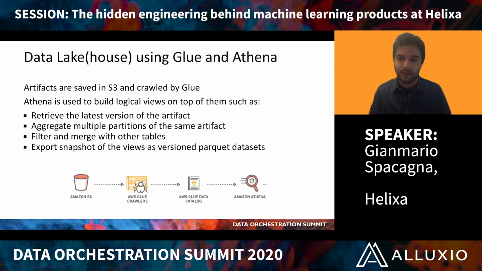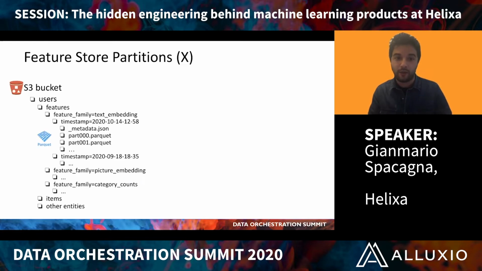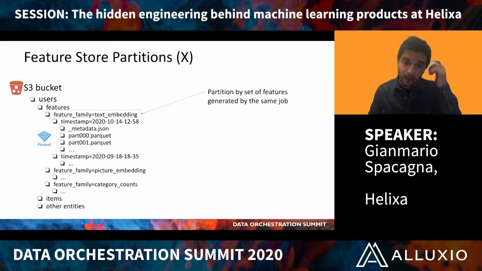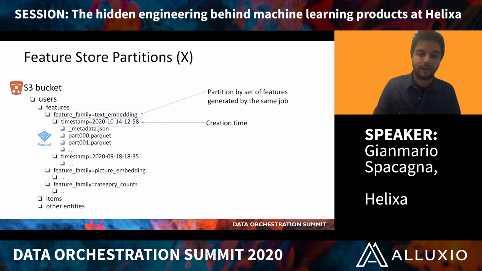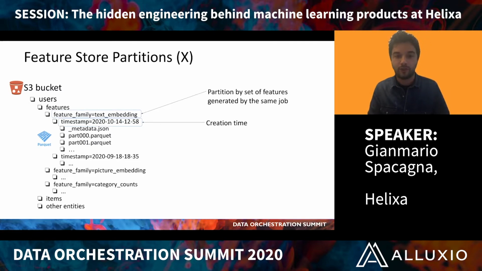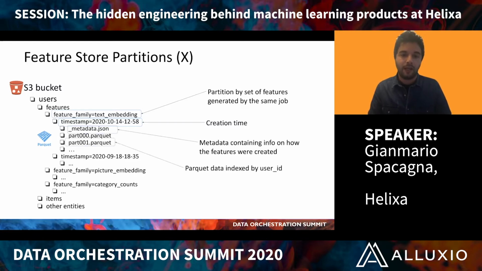I'll show you some examples of how the data looks in our feature store, for example. In the feature store, we will start partitioning the data with the feature family. So in this example, we are creating some text embeddings for the users. So that is going to be the name of the feature family. And then the second level will be the timestamp of when that particular run of the feature extraction was, when that dataset was created. And inside it, we will store some metadata as a JSON file, and the actual data will be in Parquet indexed by user ID.